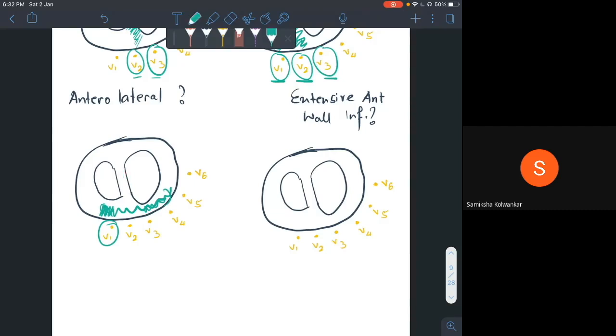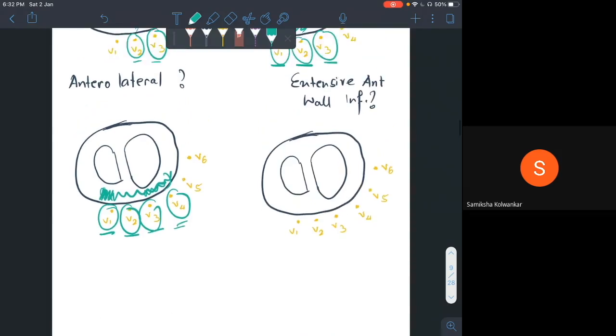So in this case, you're going to see ST elevation in V1, V2, V3, and V4, ideally, right? Lastly, an extensive anterior wall infarct. This is usually the patients who come in with very, very bad morbidity profiles. They probably aren't going to survive. If you ask the resident what does the MI indicate, what is the prognosis of this patient, the resident is probably going to be like, he's not going to make it.